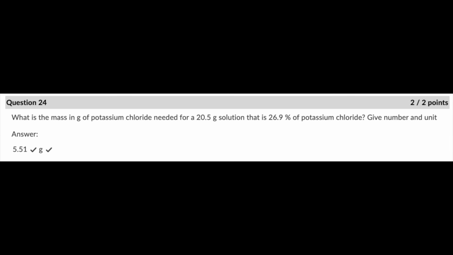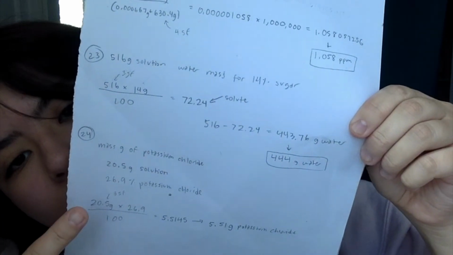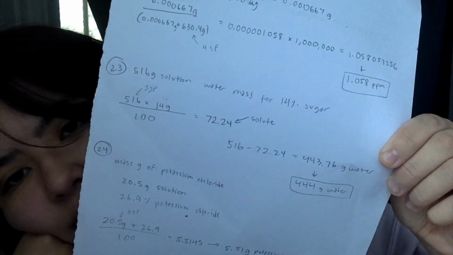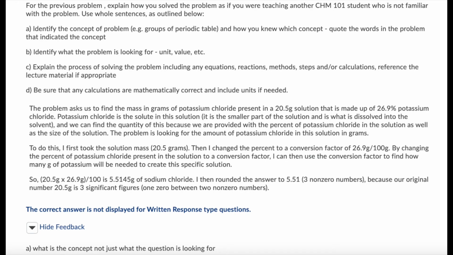So it says, what is the mass in grams of potassium chloride needed for a 20.5 gram solution that is 26.9% potassium chloride? So here's my work down here. The basic concept of this question is solutions, but in all, we're trying to find the amount of solute that it would take to make a certain solution. That was the only part of this problem that I got wrong, but I have to explain the rest of the problem.